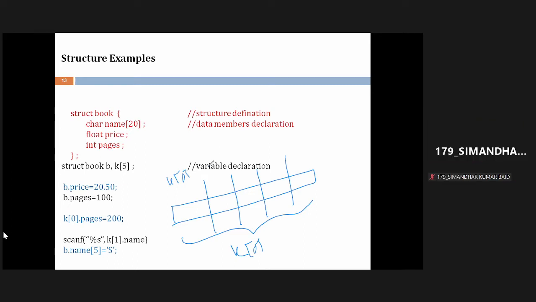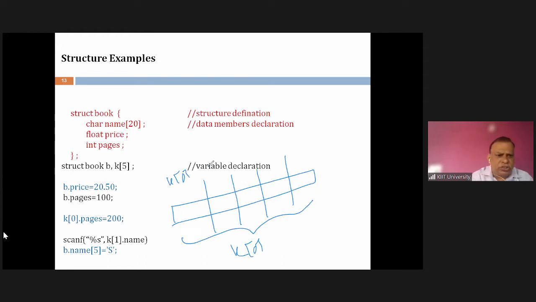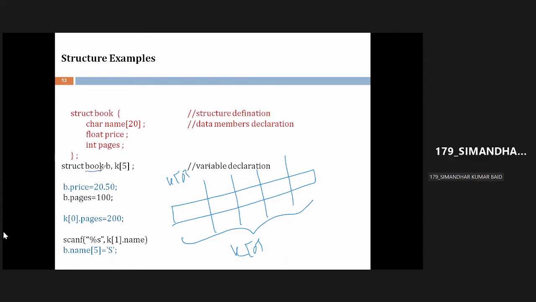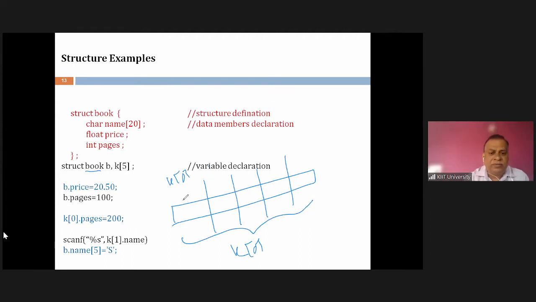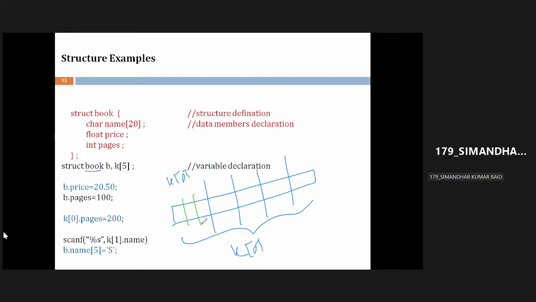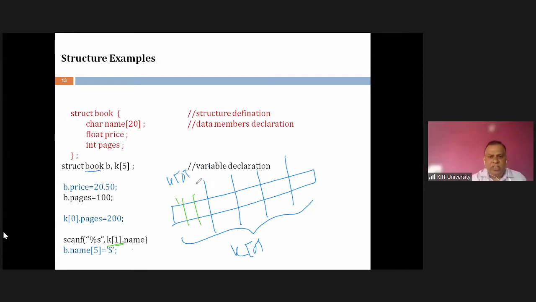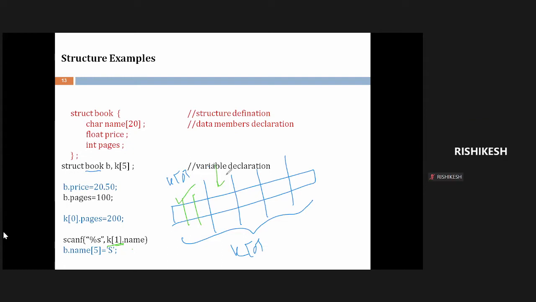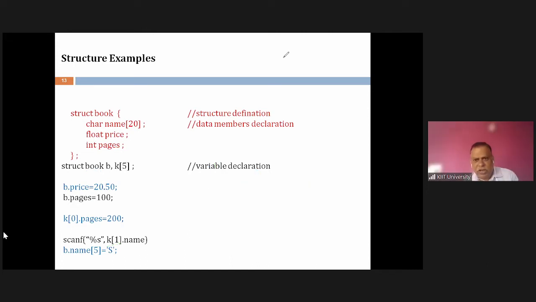Does K of 0 hold only one integer or a structure of book type? Structure of book type. And if it is a structure of book type, how many data members would it have? 3, sir. Understood it? Yes or no? Got it. When I write on K of 1, will this name be stored here or in the second position? Second. Yes, index 1 position. Correct answer. Understood up to this? Tell me yes or no.